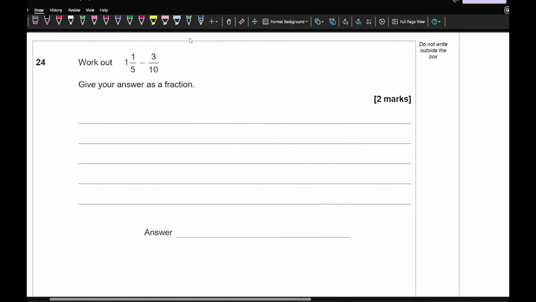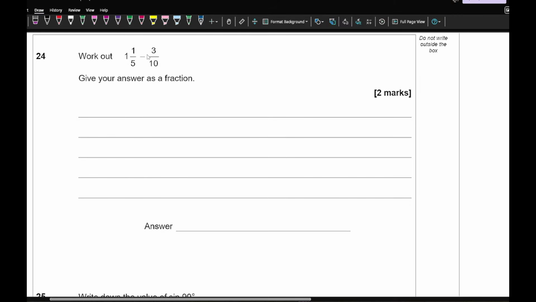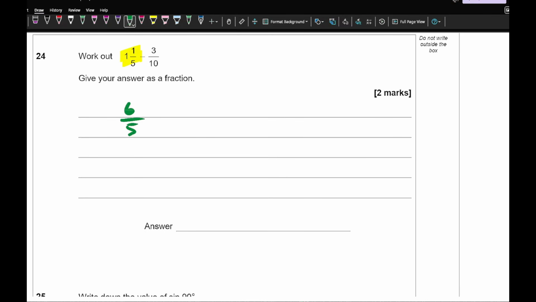Moving on to question 24, it says work out 1 1/5 minus 3/10 and give your answer as a fraction. Now when we've got a calculation involving mixed numbers and fractions, what you want to do is convert the mixed fraction into an improper fraction first. So 1 1/5, well, to do this we multiply the big number by the bottom number, which is 5, add the 1, which gives us 6, so it's 6/5 minus 3/10.